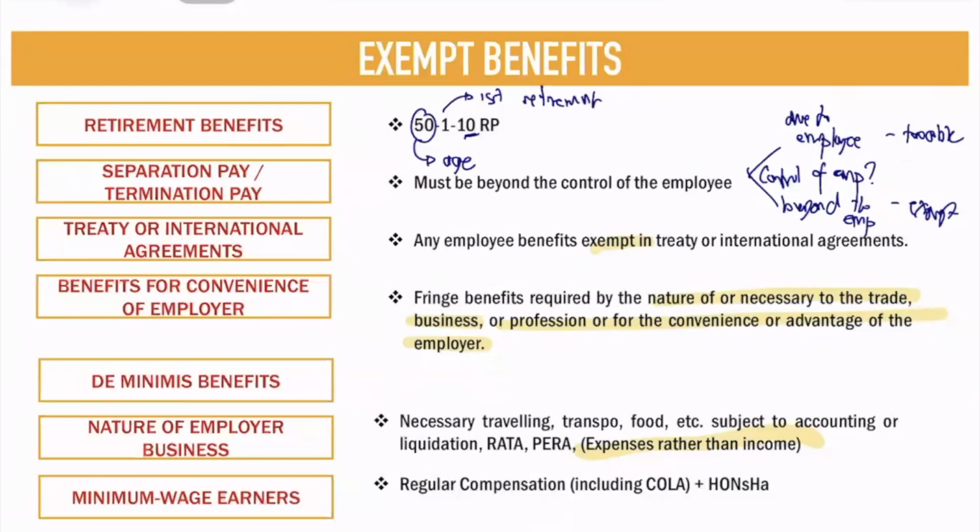Also, we have your minimum wage earners. They are exempt on their regular compensation, which includes the cost of living allowance and PONSA. But take note again, minimum wage earners are considered taxable for other income. They are considered taxable for other income.